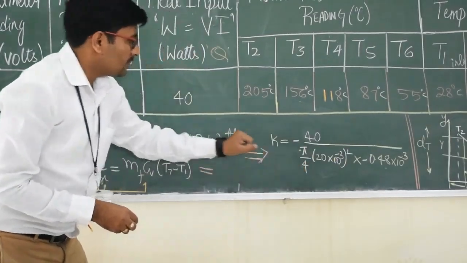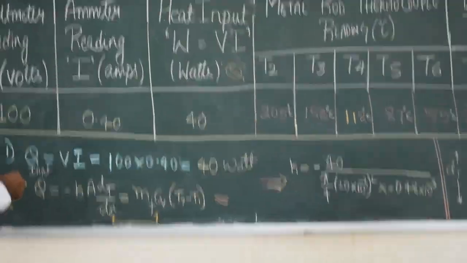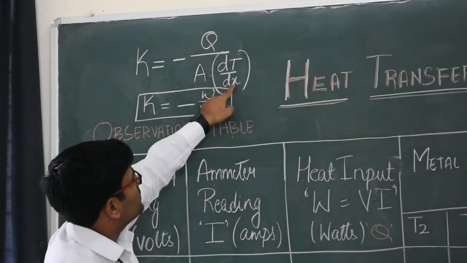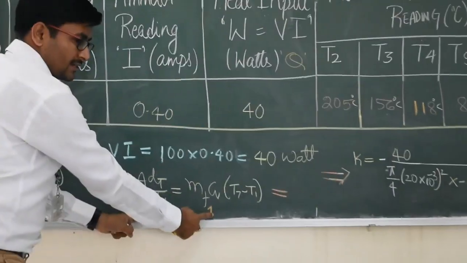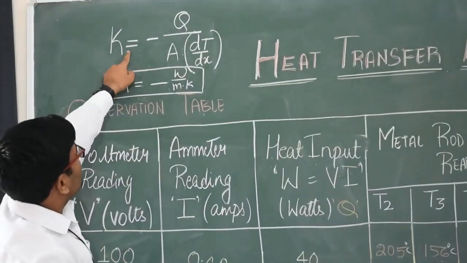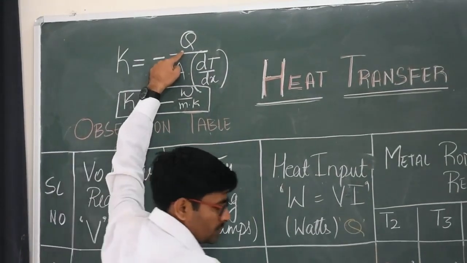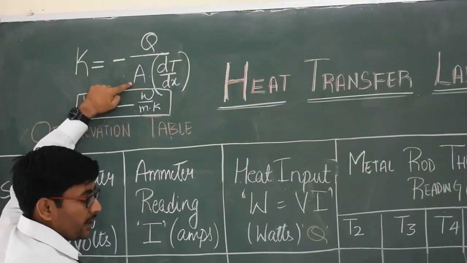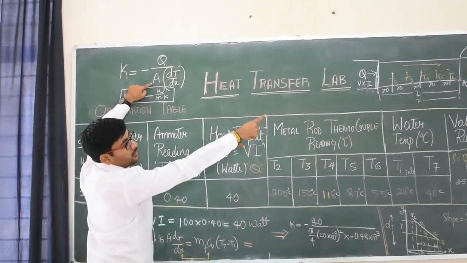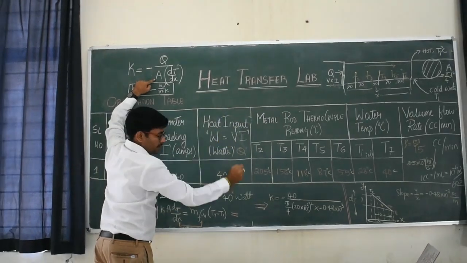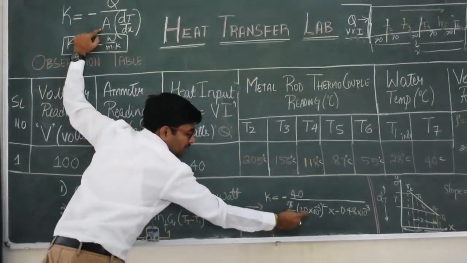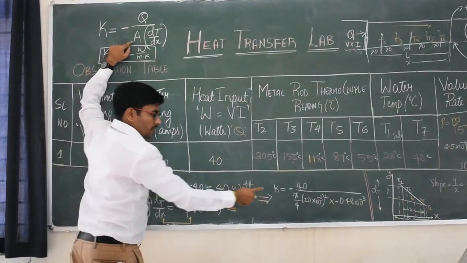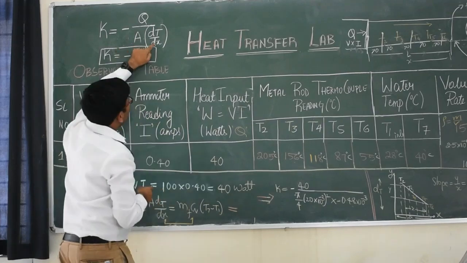The same equation I have written in the previous slide. K is equal to minus Q by A dT by dx. This is the simplified equation of the energy balance equation. Now K is equal to minus Q, which I have substituted as minus 40, divided by A, the area of the cross section. As I have shown in the diagram as well, it is pi by 4 d squared, where 20 mm is the diameter of the metal rod. That is the cross-sectional area, not the surface area, multiplied by dT by dx.